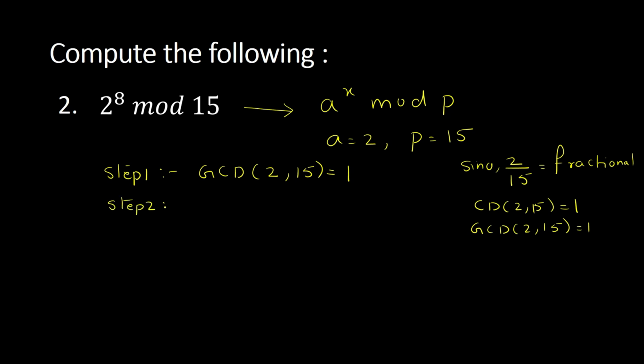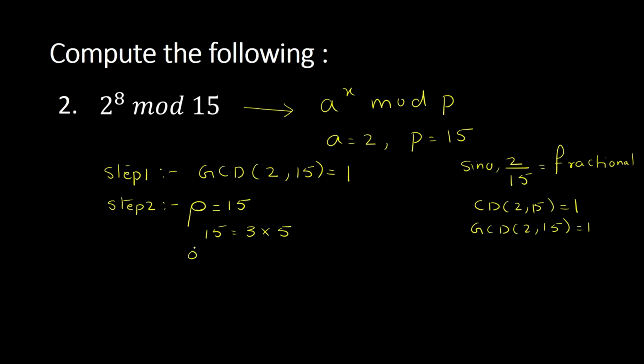In step 2, since we have to apply Euler's theorem, we should be able to compute Euler's totient. And to compute Euler's totient, you should be able to identify if p is a prime number, a composite number, or a number raised to the power of a prime. So in the given question, p is equal to 15 and 15 can be represented as 3 into 5. So p is a composite number.